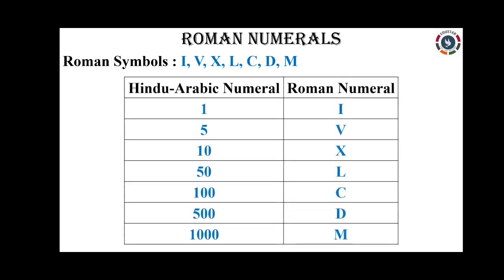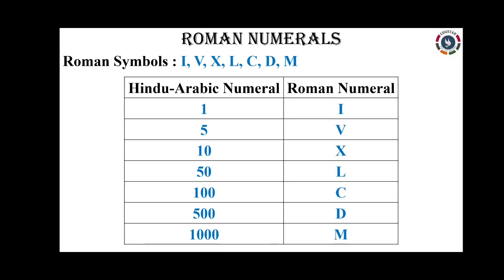Look at this table. Roman numeral I is equal to Hindu Arabic numeral 1. Roman numeral V is equal to Hindu Arabic numeral 5. Roman X is equal to numeral 10. Roman L is equal to numeral 50. Roman C is equal to numeral 100. Roman D is equal to numeral 500. Roman M is equal to numeral 1000.